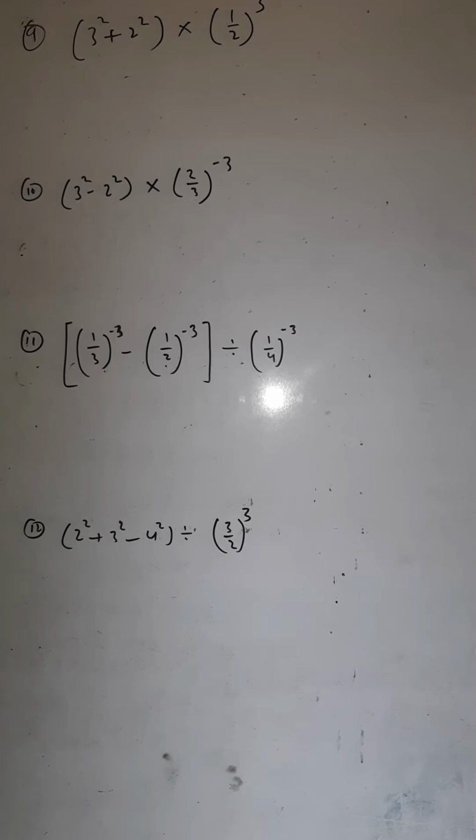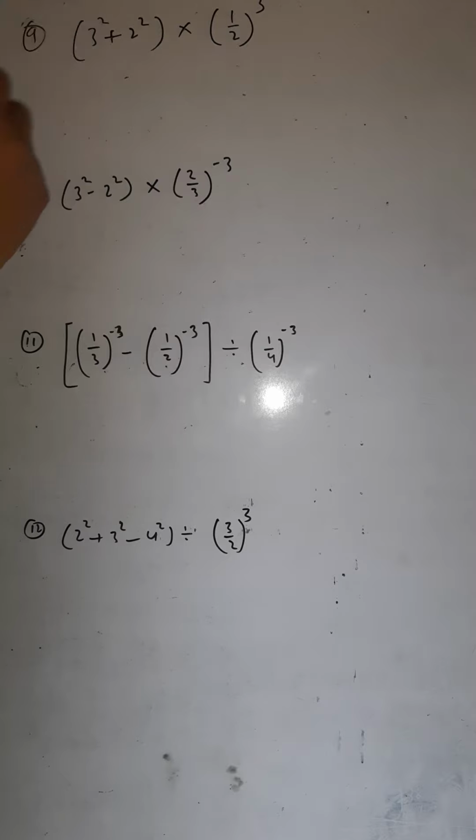Now here are some new questions for you. Question number 9 is 3 raised to the power 2 plus 2 raised to the power 2 multiply 1 by 2 whole raised to the power 3. Okay, so how to solve? It's very easy. Okay, you can solve this on your own.